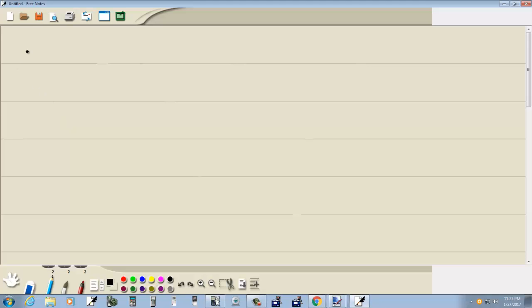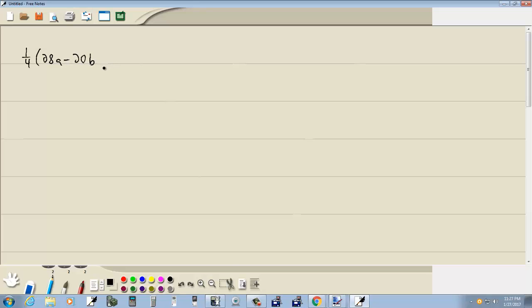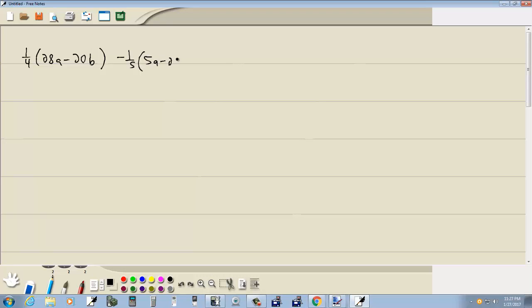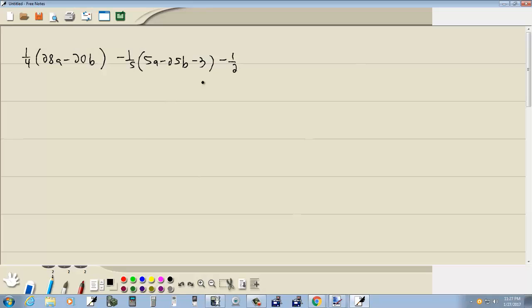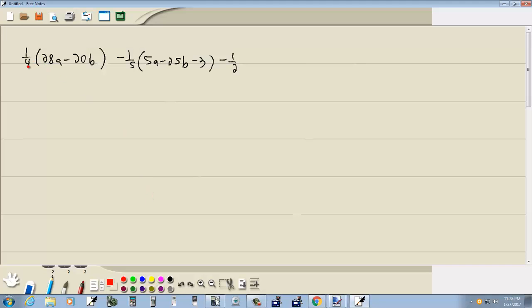Okay, so we got 1/4 times 28a, I hate a's, minus 20b, minus 1/5 times 5a minus 25b minus 3, minus 1/2. It says simplify. So I'll take this 1/4 and multiply it through. And I'll take this negative 1/5 and multiply it times each term inside.